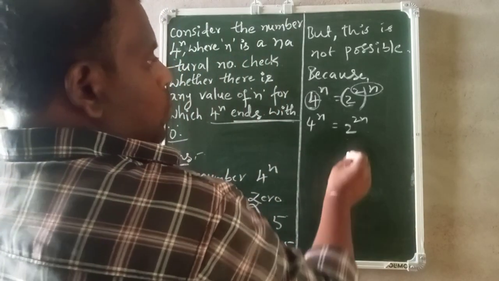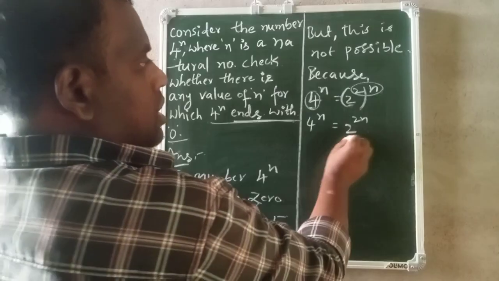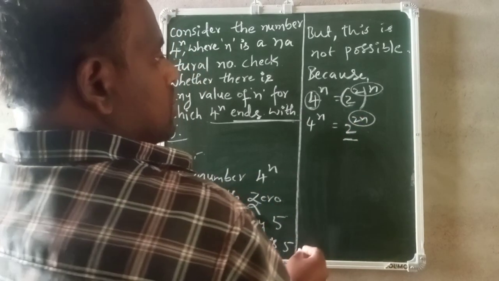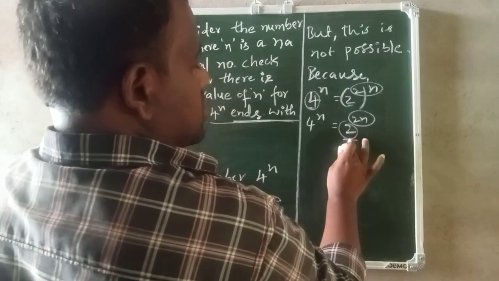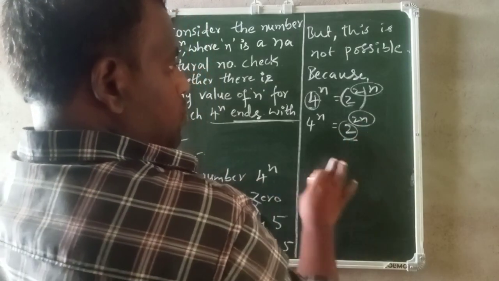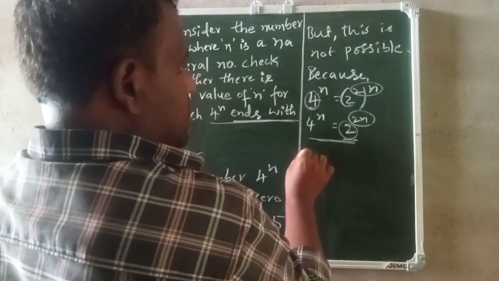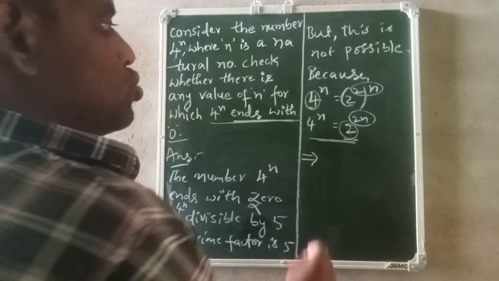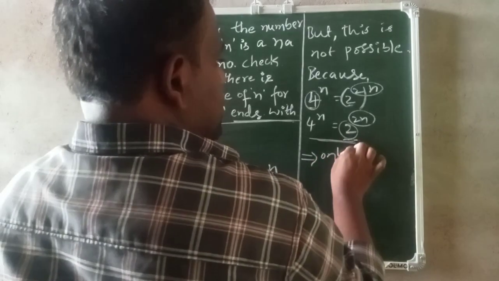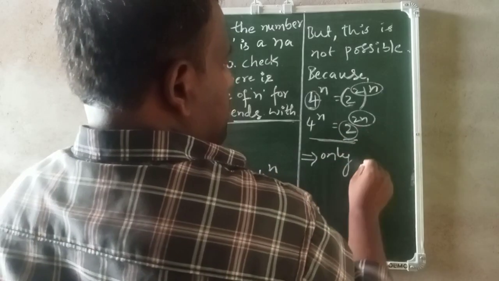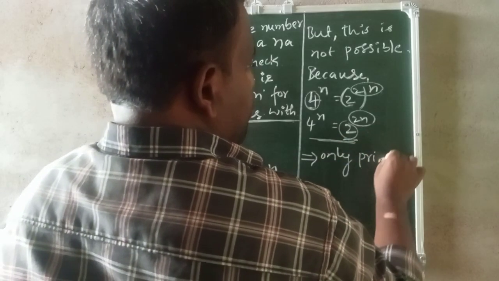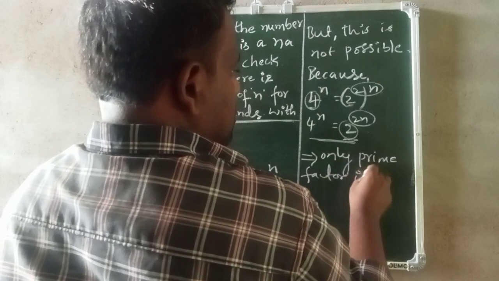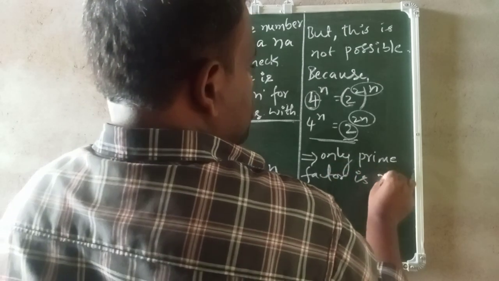Okay, now what does it mean? The meaning of this is that this 2n is a power. So consider this the base, and this the power. What does this equation indicate? The only prime factor is 2. This equation implies that the only prime factor is 2.